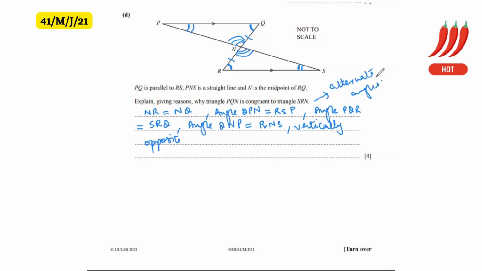So as you can see, all three angles are the same. That means the lengths are also going to be the same. Thus, it's a congruent triangle. And the congruency rule that we're using over here is angle, side, angle. Because angle Q, side NR, side QN, and then angle N. So angle, side, angle. That proves that they're congruent.